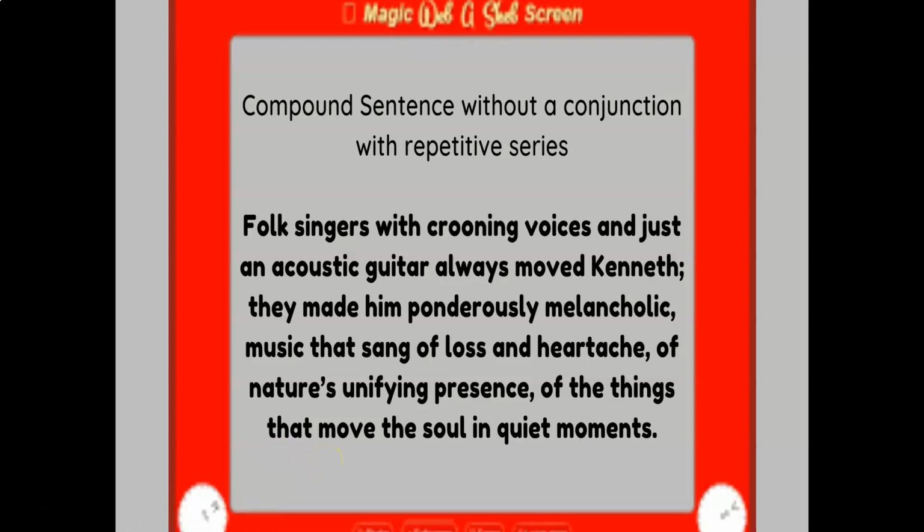And here's another one, a compound sentence without a conjunction with repetitive series. Folk singers with crooning voices and just an acoustic guitar always moved Kenneth; they made him ponderously melancholic. Music that sang of loss and heartache, of nature's unifying presence, of the things that move the soul in quiet moments.